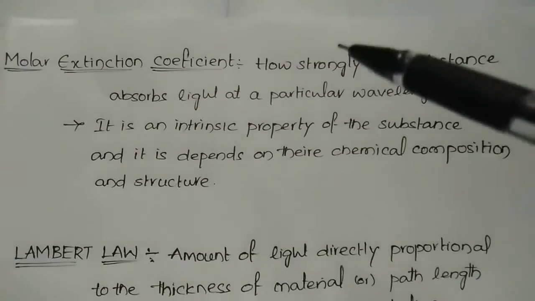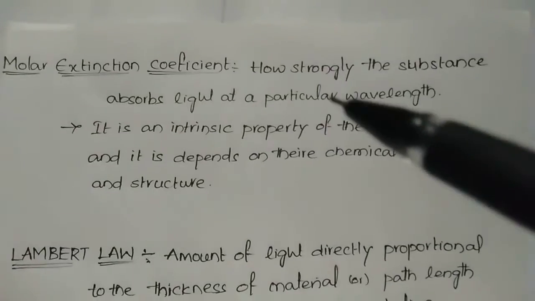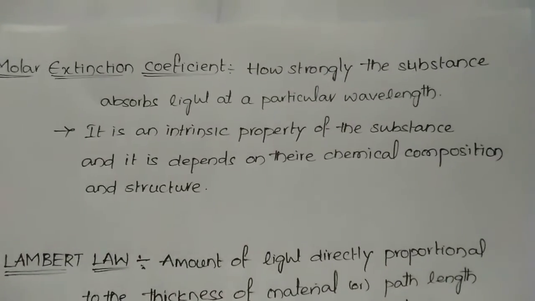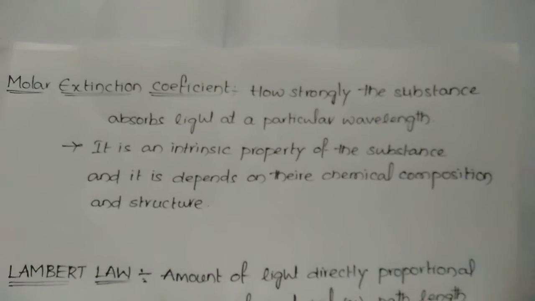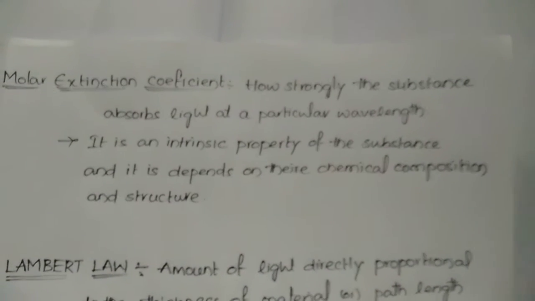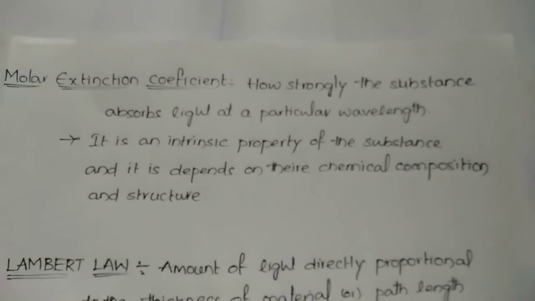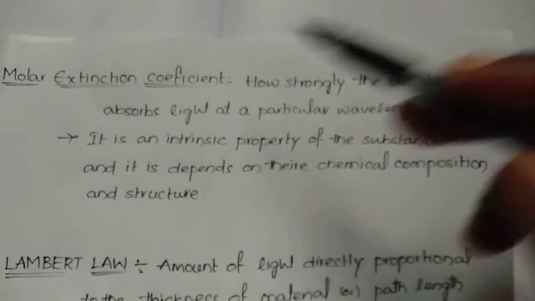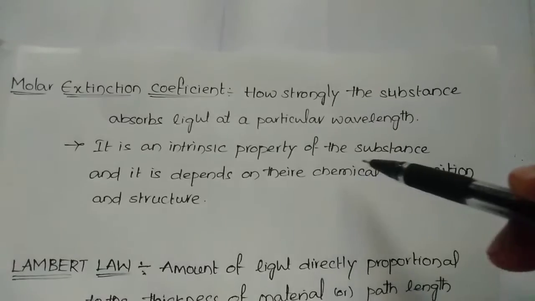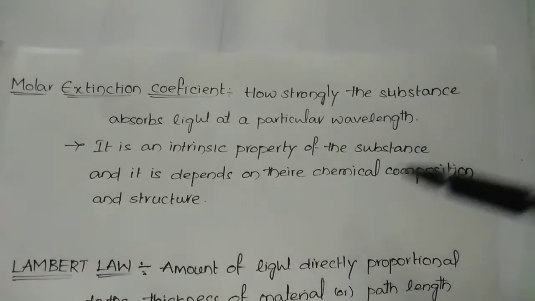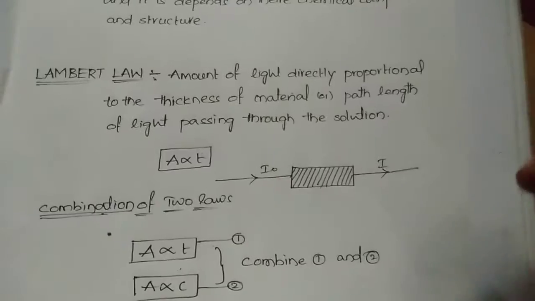The molar extinction coefficient states how strongly a substance absorbs light at a particular wavelength. It means how strongly the substance will absorb the light incident on the sample at a particular wavelength, and it is an intrinsic property that depends on the chemical composition and structure. This is Beer's law.